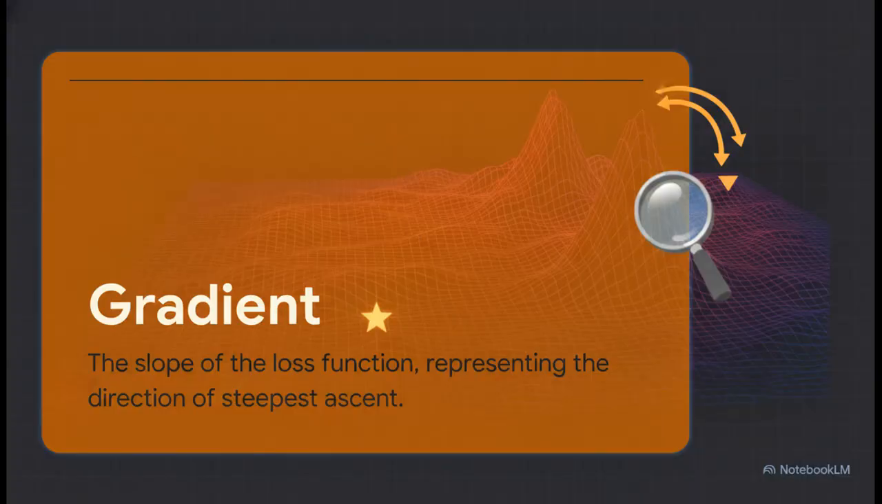To do that, we need a map. Let's visualize our model's loss as this huge 3D hilly terrain. The high peaks, those are high errors. The deep valleys are low errors. Obviously, we want to reach the absolute lowest valley, the global minimum. To navigate this landscape, we rely on the mathematical concept called the gradient. The gradient simply tells us the direction of steepest ascent. Basically, it points out exactly which way is straight up the hill.